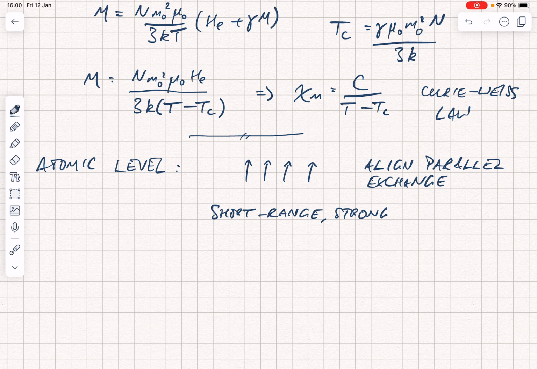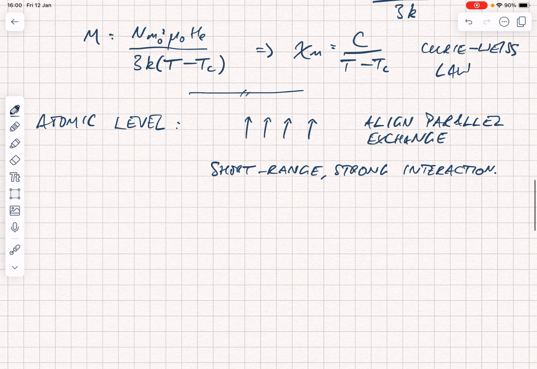And so what happens is that, let's just say it's a short-range strong interaction. That's probably a better word to use there. So what we do is we build up what are called domains. These are small groups of atoms, and when we say small, we probably mean 10 to the 4, 10 to the 5, 10 to the 6. It could get larger depending on the system.